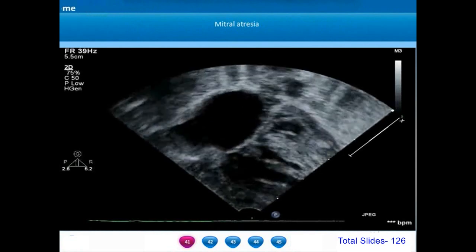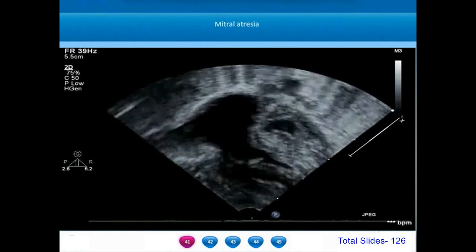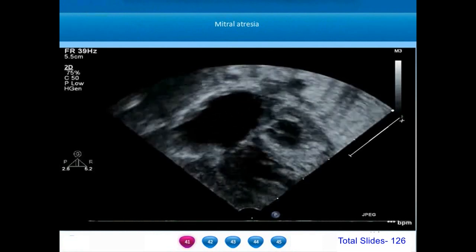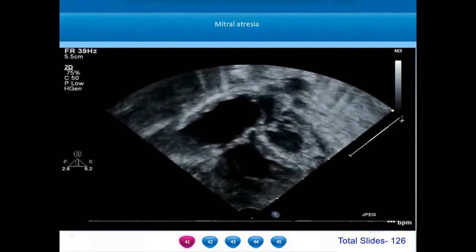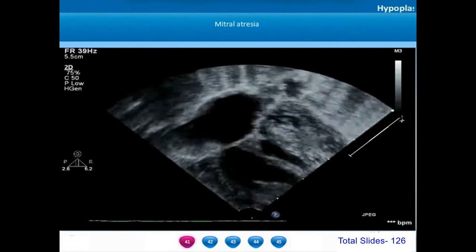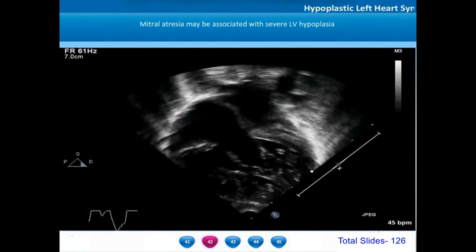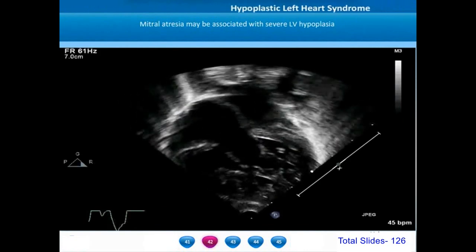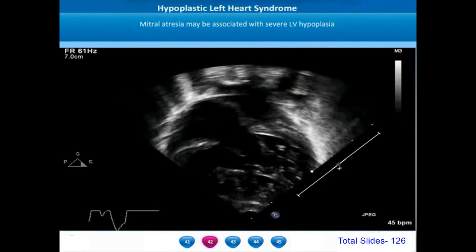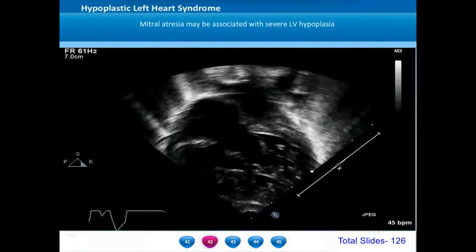Some patients may have complete atresia of the mitral valve. There will not be any opening in the membrane between the left atrium and the left ventricle. Such an atretic mitral valve will be associated with marked hypoplasia of the left ventricle. Here, literally, the left ventricular cavity is not seen at all.